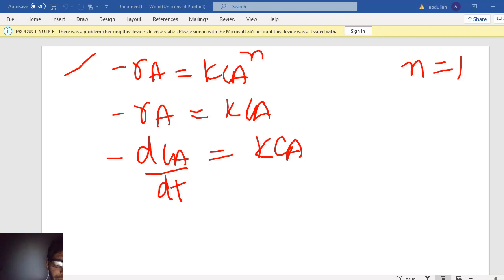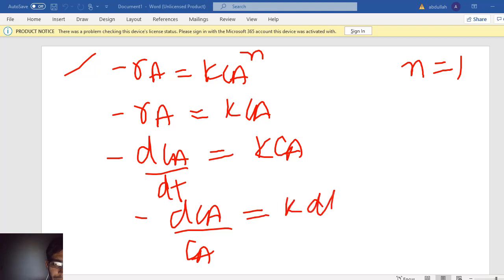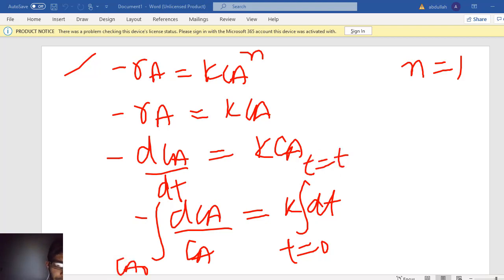Now rearrange this relation: dCa by Ca is equal to K dt. Now take the integral, from time t is equal to 0 to some time t. At time t is equal to 0, Ca is equal to Ca0. After a certain time, the concentration will be Ca.